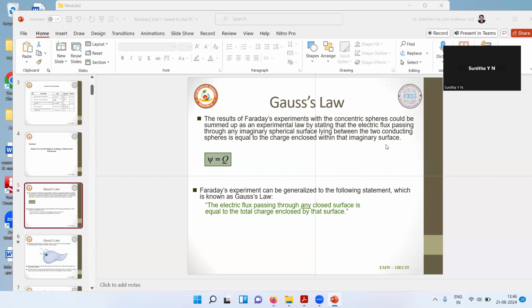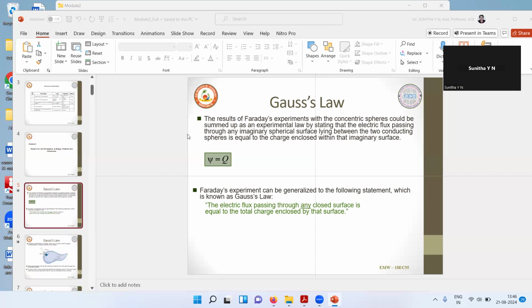So we say that here, the number of electric flux lines which leaves that imaginary sphere between the two concentric spheres is equal to the charge enclosed inside that imaginary sphere. So this is the experimental result of Faraday. So Gauss law is based on this Faraday's experimental law.